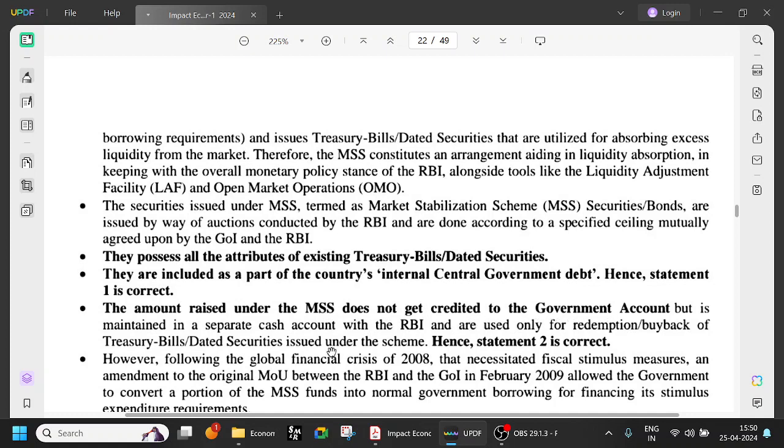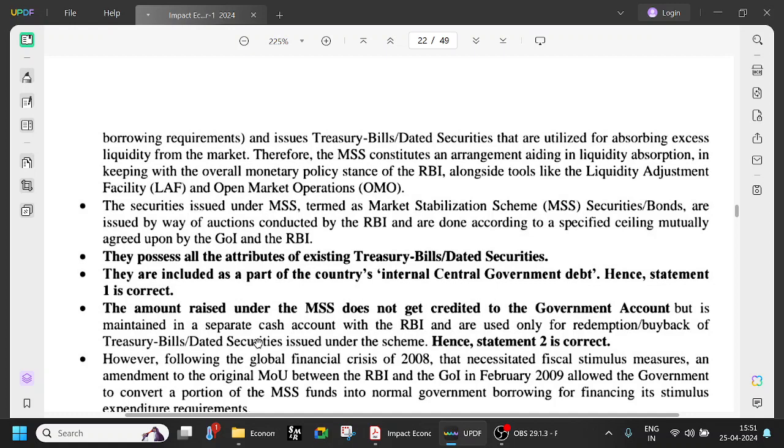but it is maintained in a separate account. Okay, it is not going directly to the government, it is a separate account. So whenever the time is up, the government will have to pay it back. So it is not an asset for the government, right? It is a debt, because it has to give it back. Whatever money it has taken from the public, it has to give it back.